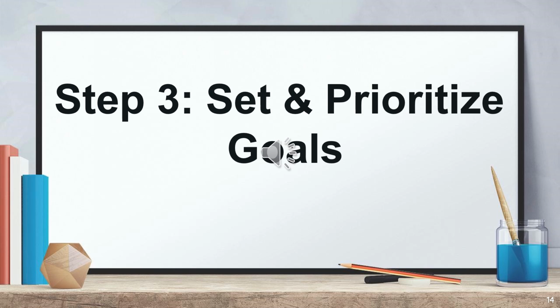Step 3. Set and prioritize goals. Once you have a list of stakeholder needs, prioritize them and set specific project goals. This should outline the objectives of the project and the benefits you hope to accomplish. Write out your goals in your project plan so it's clearly communicated and easily shared.